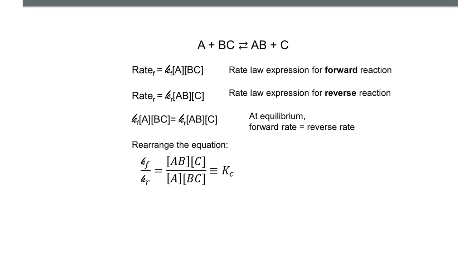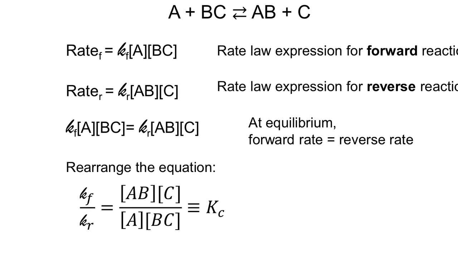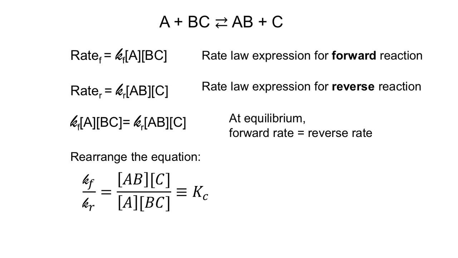Okay, so the question is, we kind of did this already for our N2O4 forming NO2 example. We have our rate laws, we rearrange the equation, and we know that the rate of the forward reaction equals the rate of the reverse reaction, and so we can set all of that, this part, equal to K sub C. We're basically saying this is how we define K sub C.